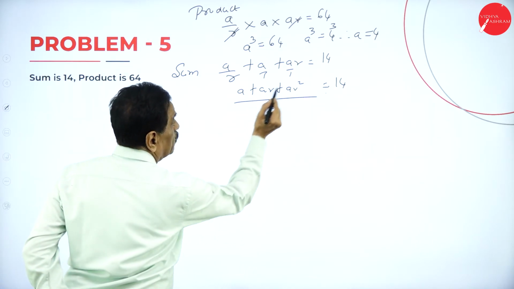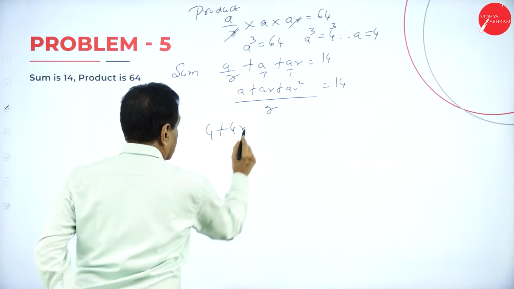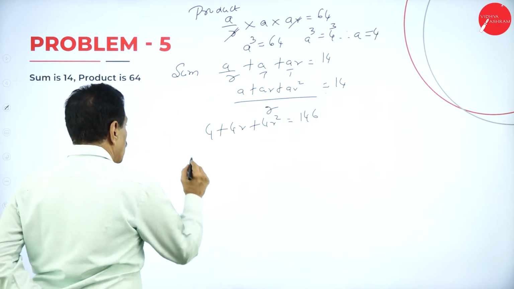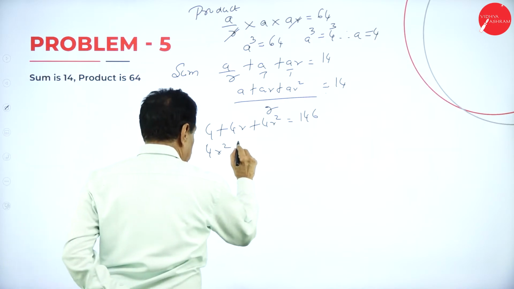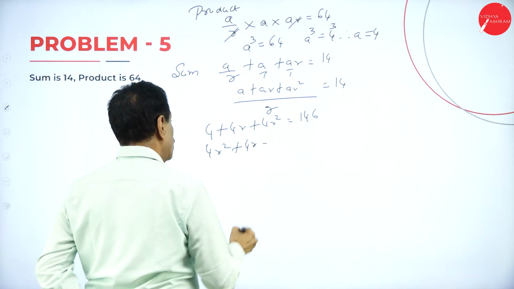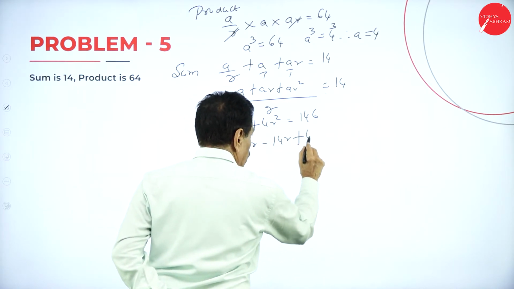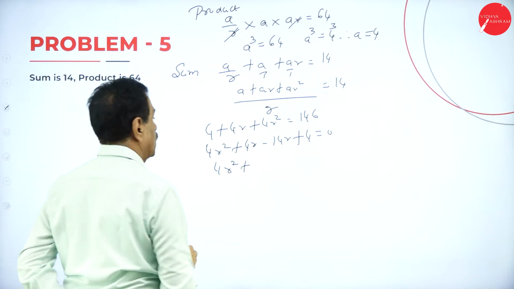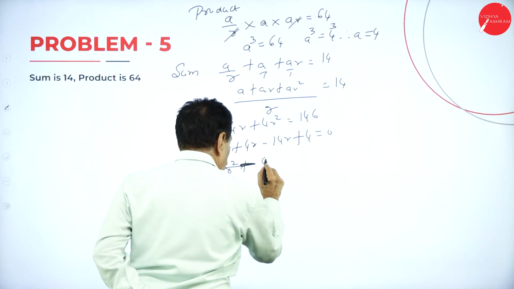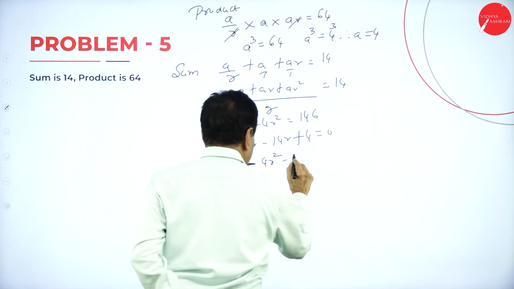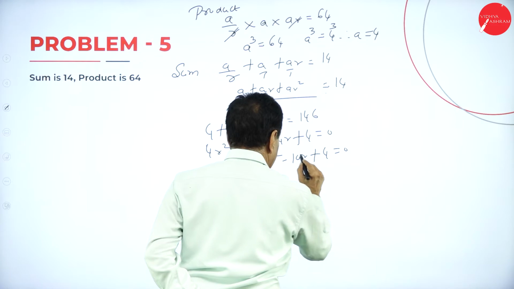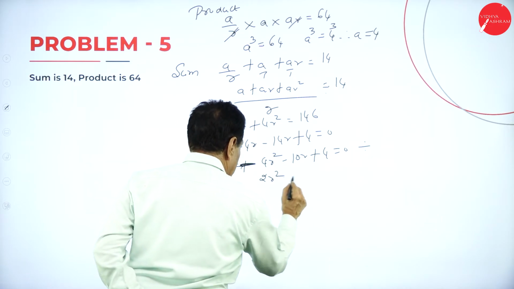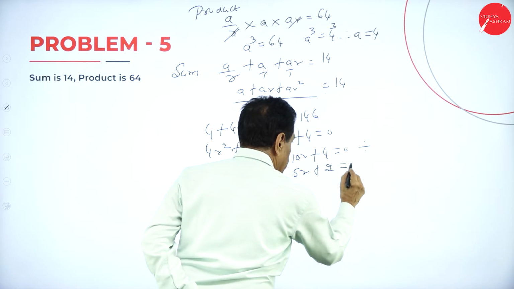Then you can write. What is your A? 4. So 4 by R plus 4 plus 4R is equal to 14. Multiply by R: 4R square plus 4R plus 4 minus 14R is equal to 0. This is 4R square minus 10R plus 4 is equal to 0. Divided by 2: 2R square minus 5R plus 2 is equal to 0.